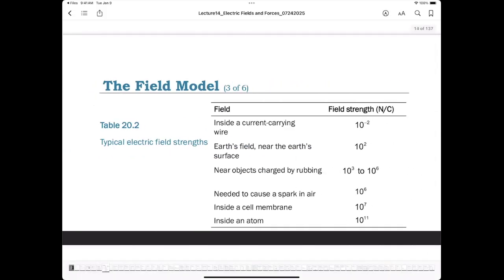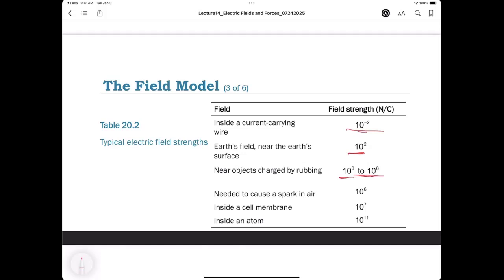Okay, there are some typical electric field strengths. You can see here the field strength inside a current-carrying wire, and the Earth's field near the Earth's surface. If you know that our Earth is also like a big charged object, this is our Earth's field. And near objects charged by rubbing, this is the field strength.